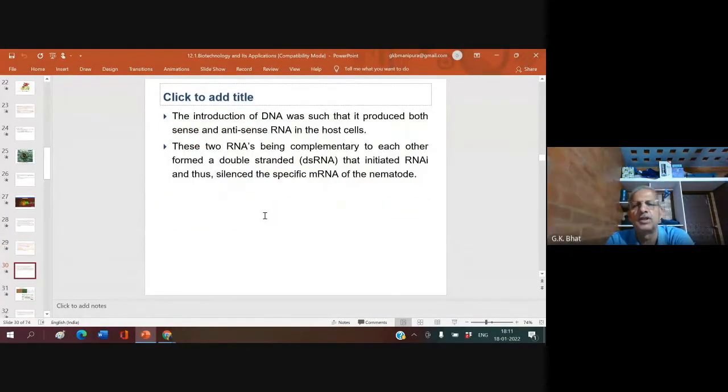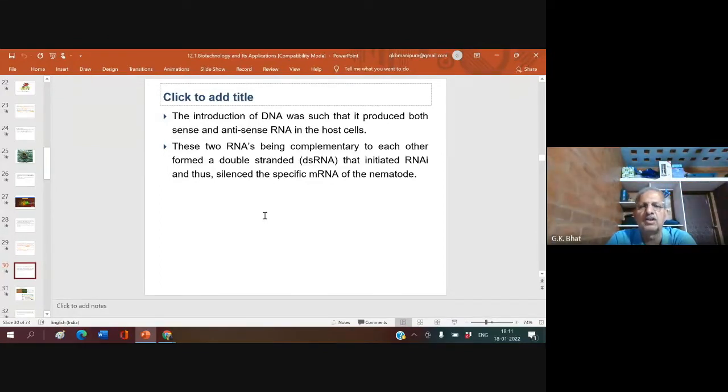So the introduction of DNA was such that it produced both sense and antisense RNA in the host cell. This is another aspect. Whenever we introduce some part from viruses or from some other sources, the introduction of DNA was such that it produces both sense and antisense RNA in the host cell. What is this sense and antisense? You might not have heard before, it's the first time I show you. These two RNAs, being complementary to each other, formed a double-stranded RNA that initiated RNAi and thus silenced the specific mRNA of the nematode.